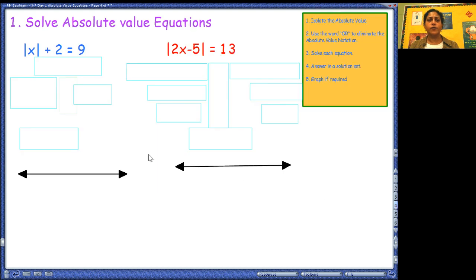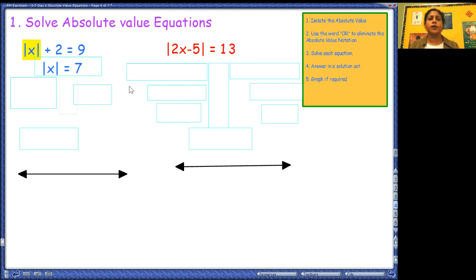So here's the first one. If the absolute value of x plus 2 is equal to 9, then you're going to isolate the absolute value. I recommend for some of you, you may want to highlight the absolute value. And then you say, all right, let me isolate my absolute value. And it becomes the absolute value of x is +7.